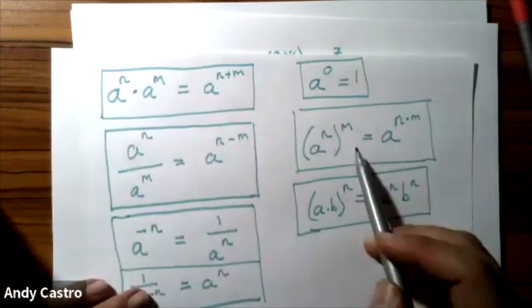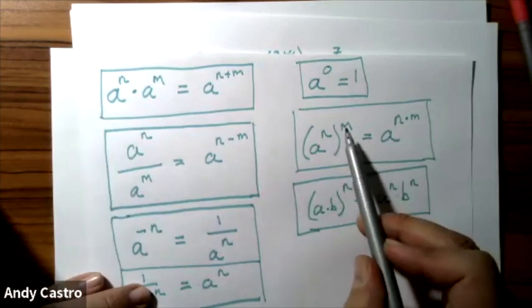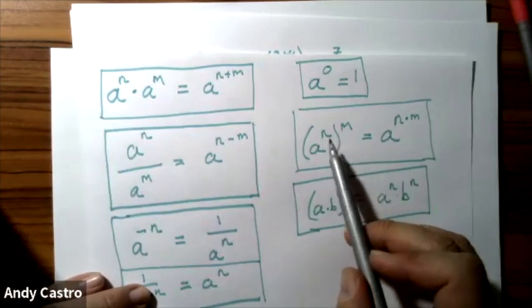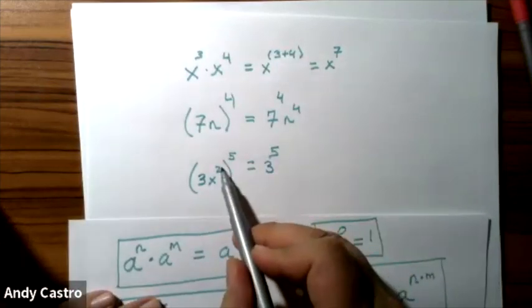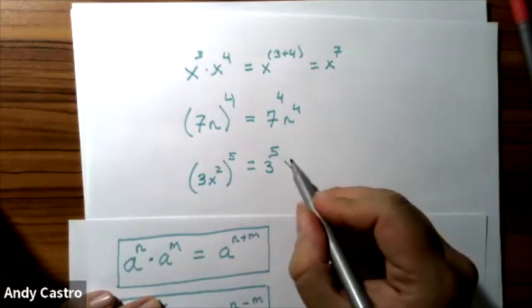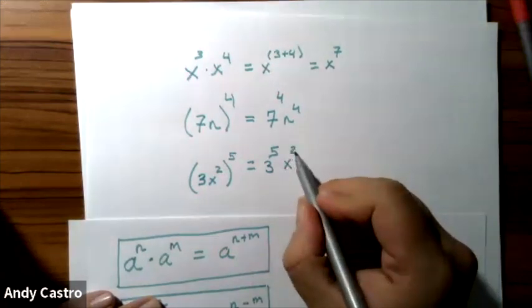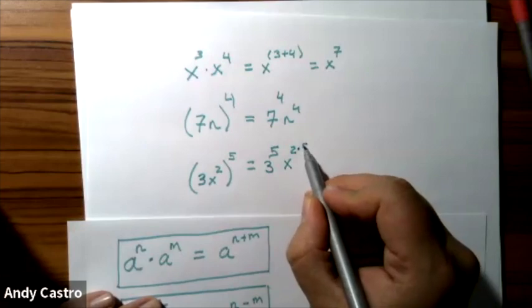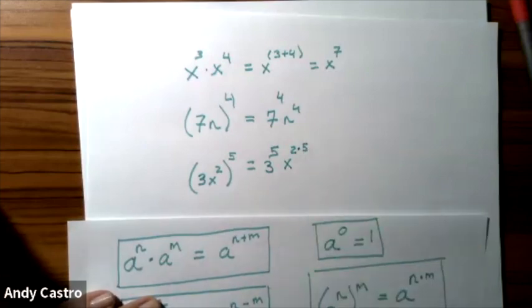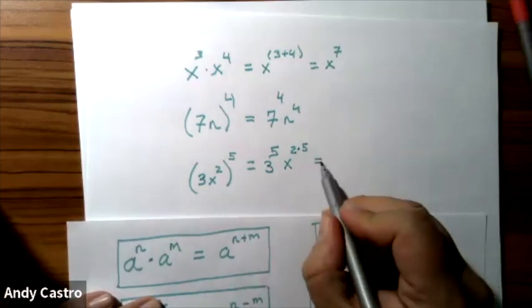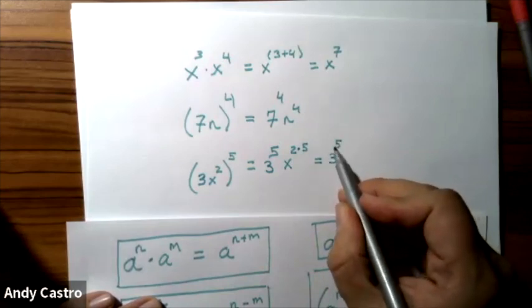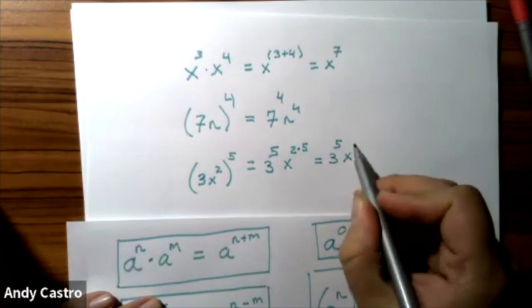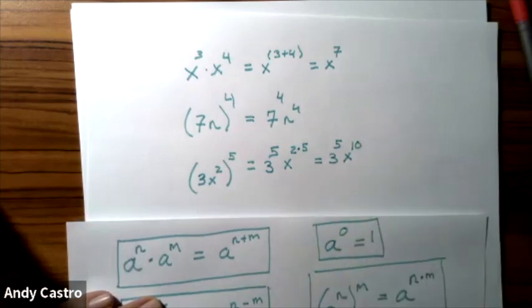Well, you know that if you have a power raised to a power, you multiply. So in this case, this 5 comes into here, and you have x to the 2 times 5. So this would be 3 to the 5th power times x to the 10th power.